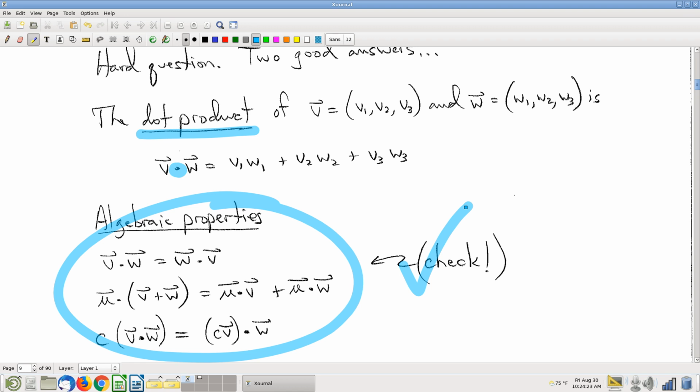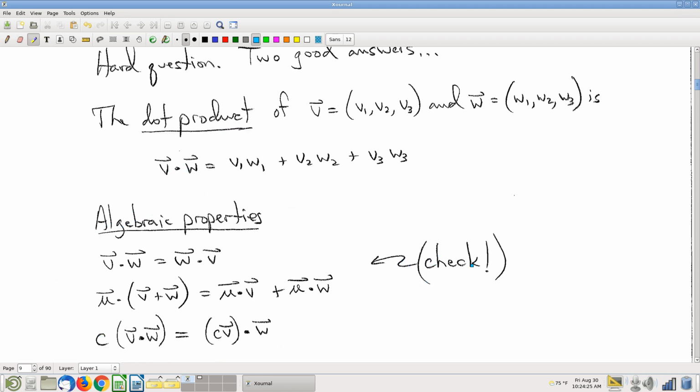Okay. All right. So these deserve to be checked. Like previous algebraic properties we've talked about, I suggest you pick a couple of them. Work them out from the coordinates of the vectors. It's easy to show.